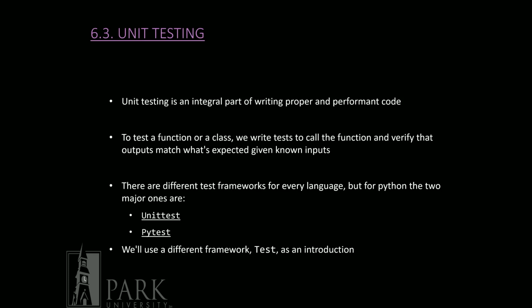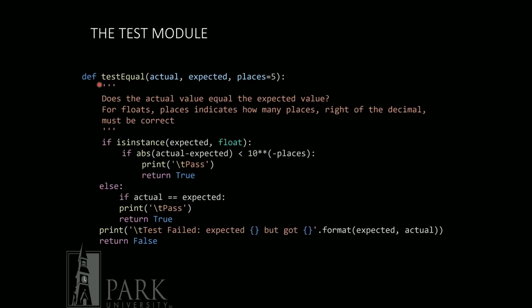Let's take a quick look under the hood to find out how this test module actually works. Here we have a single function called test equal, where we pass in an actual value, an expected value, and an optional places value that, if we don't include it, will automatically be set equal to 5. What it does is it first checks to see if the expected value is a float. And if it is, this part checks to see that the difference is less than the number of decimal places that we specified.